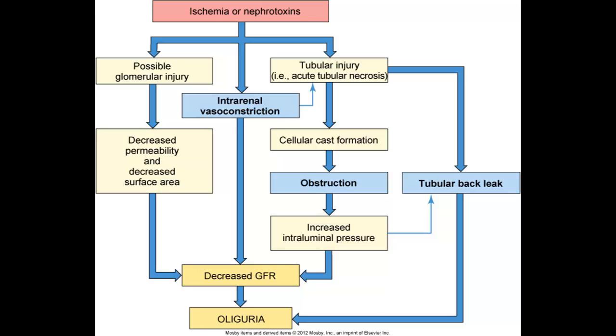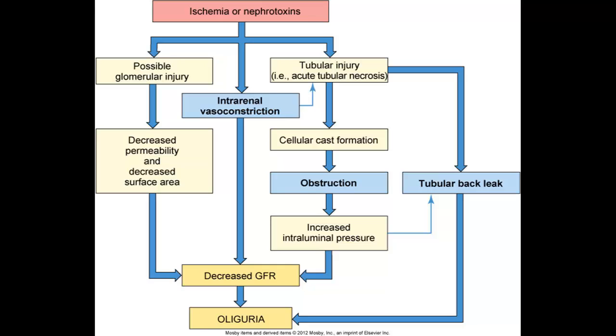So what leads to a patient developing oliguria as a result of having injury to the kidney? And that's what this diagram here is helping to illustrate. Look at the top. We either have ischemia or a nephrotoxin causing damage to the kidney. Let's go down the left-hand side first, then we'll come back over to the right. Possible glomerular injury occurs, which causes decreased permeability and decreased surface area for filtration to occur, and then a decreased GFR. Going down the middle, we have intrarenal vasoconstriction.